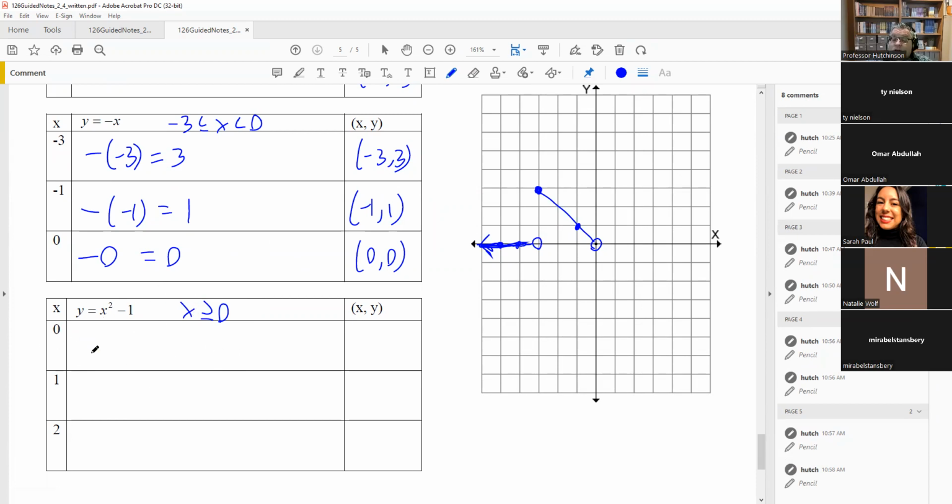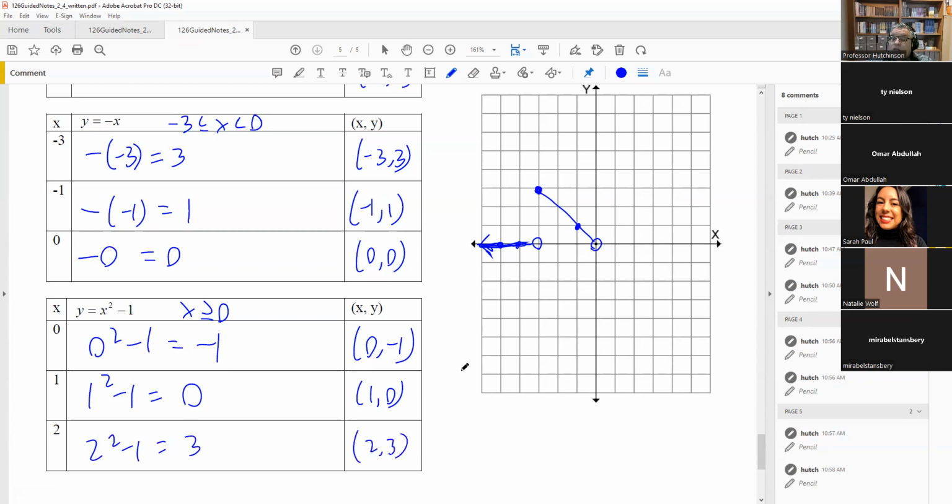So now I'll plug 0 into here. I get 0 squared minus 1. I get -1 there, so I get 0 and -1. Then I have a 1 in here. 1 squared minus 1 is 0. So I get 1 comma 0. And then I have 2 squared minus 1, which is going to be a 3. So I get 2, 3 for that one. So filling out that table.